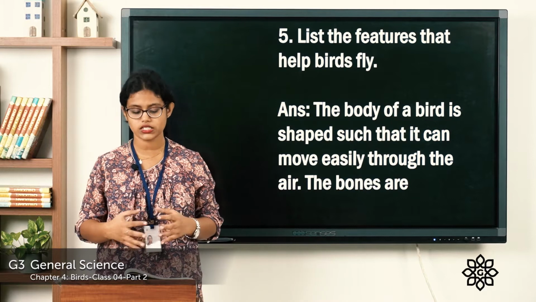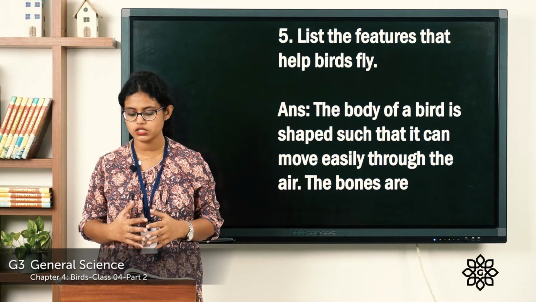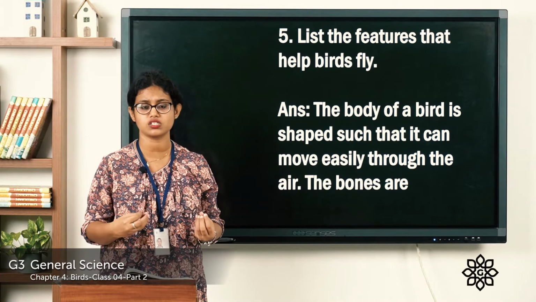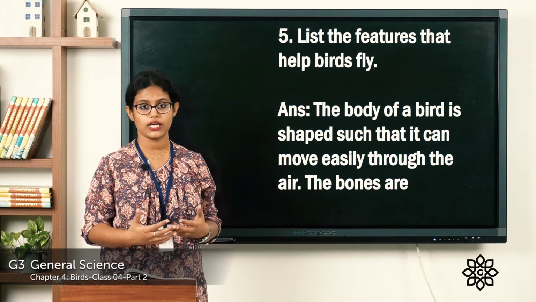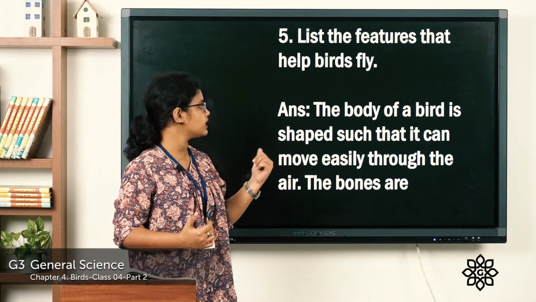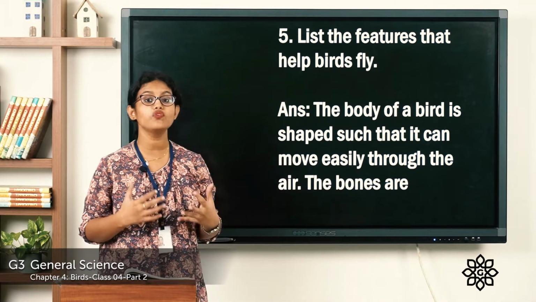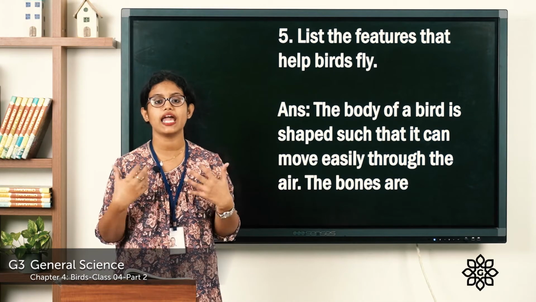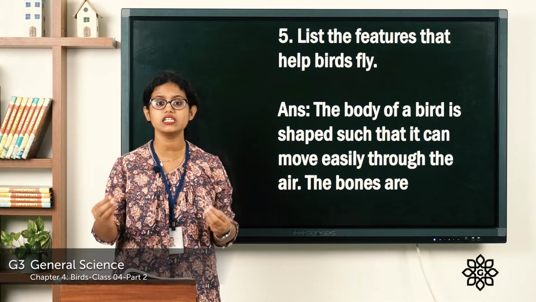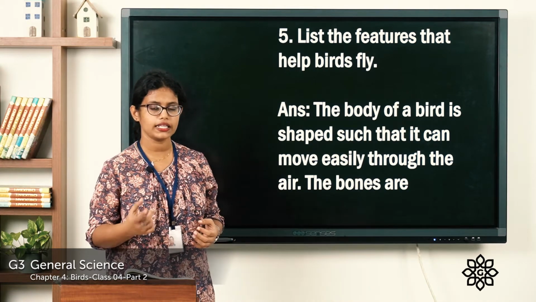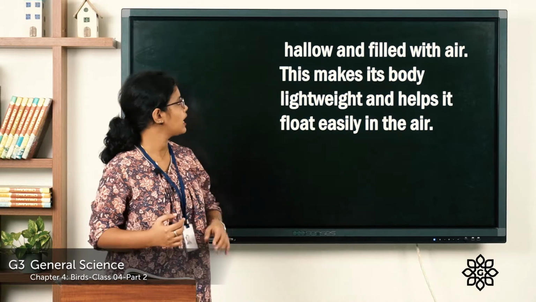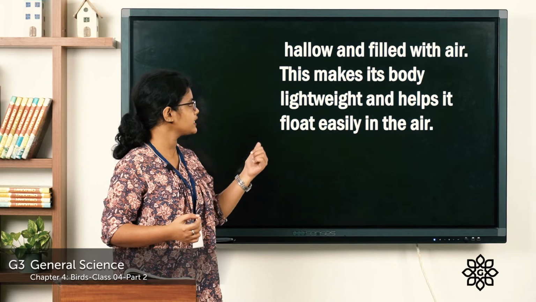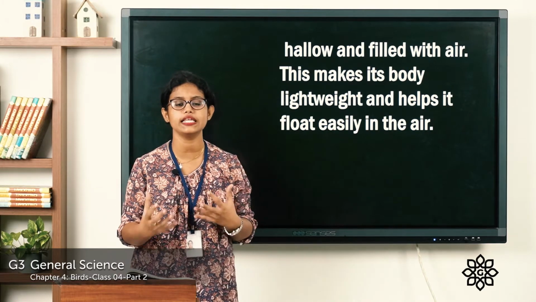Moving on to the next question. List the features that helps bird fly. So we learned that there are some special features that helps the bird to fly. The body of a bird is shaped such that it can move easily through the air. So they have some special features that helps them to fly easily through the air. Next one. The bones are hollow and filled with air. This makes its body lightweight and helps to float easily in the air.